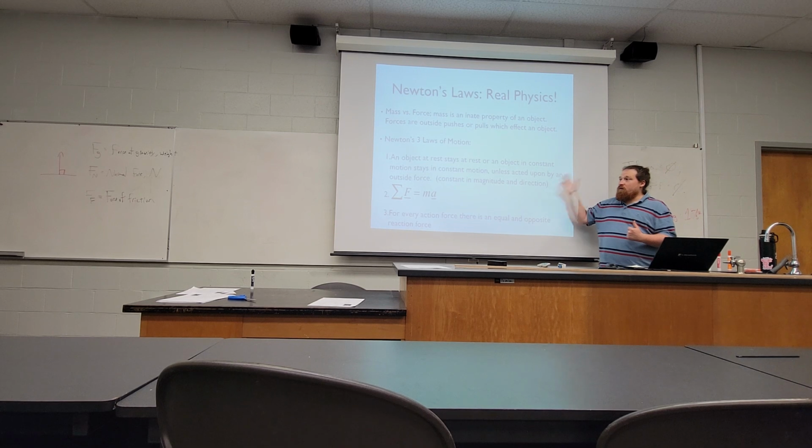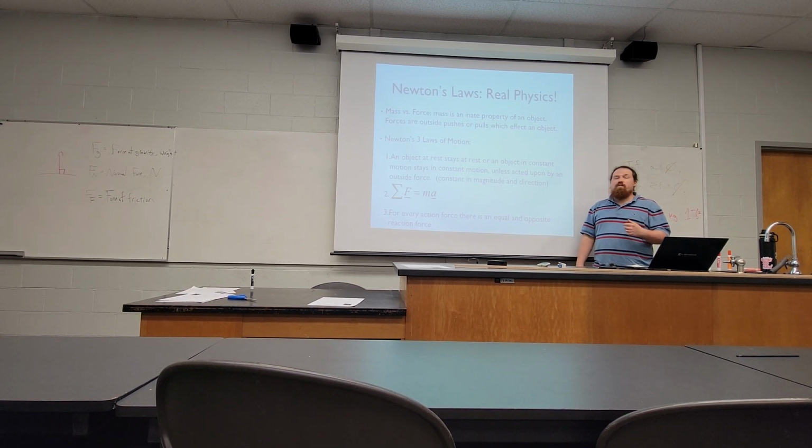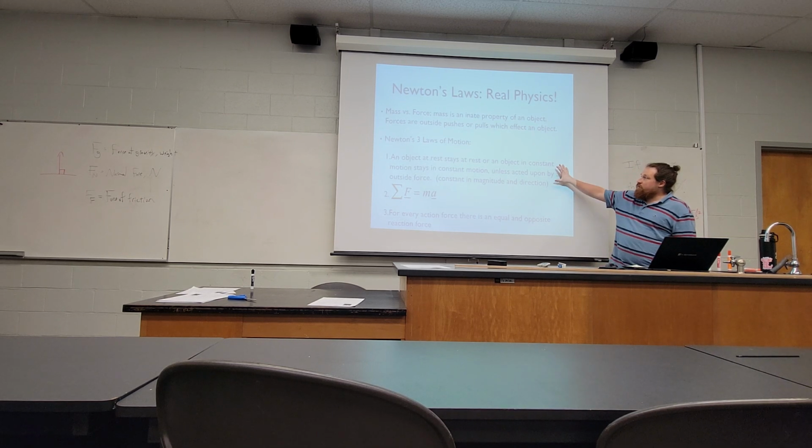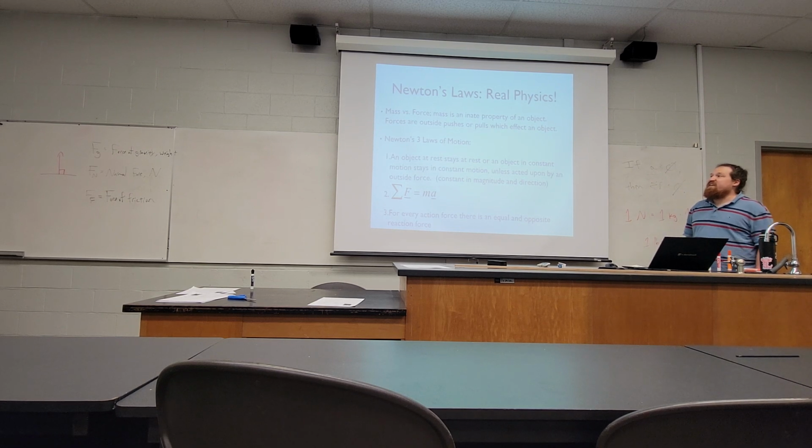Now, we're going to go over them very briefly here together here at the start, then I'll define a few terms and we'll go into more detail about how we use each one of these in physics. So quick summary of each. Law number 1 says an object at rest stays at rest, and an object in constant motion stays in constant motion unless acted upon by an outside force.